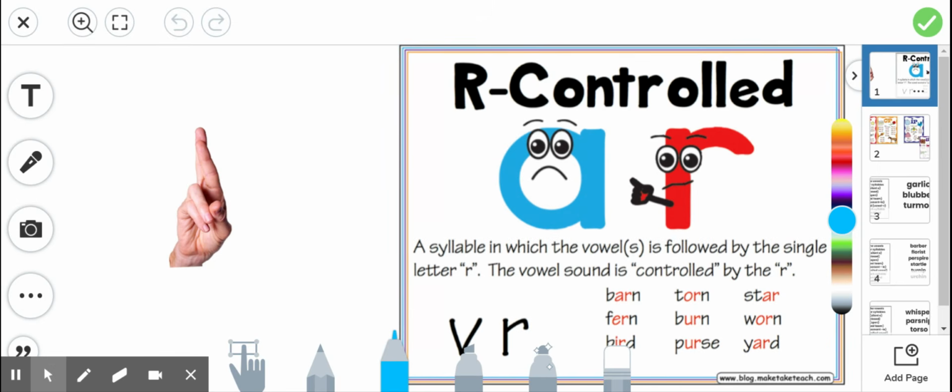An R-controlled syllable is when we have a vowel, or it could be two vowels, and there is an R right afterwards. We often call this the bossy R because the vowel sound gets changed because of the R being there. So the R changes the vowel sound.